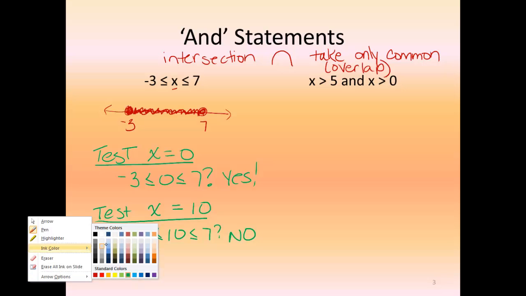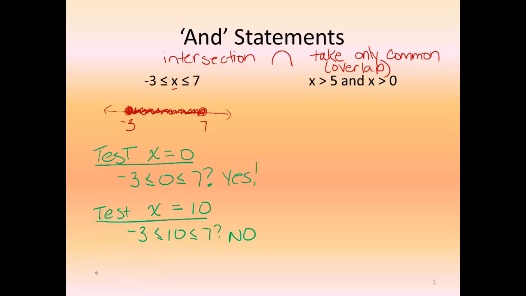Okay, this next one is not written as a sandwich. It's talking about all numbers that are both greater than 5 and greater than 0. So again, if I think of my number line, I want numbers that are greater than 5 and greater than 0.